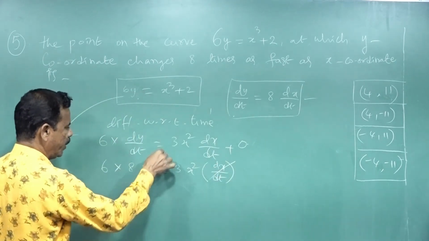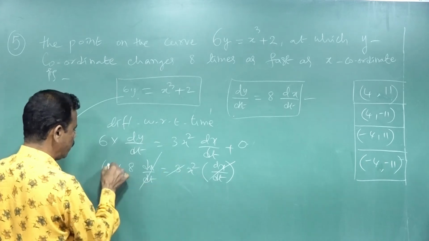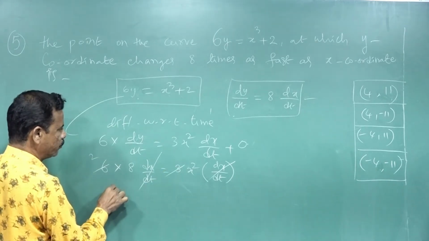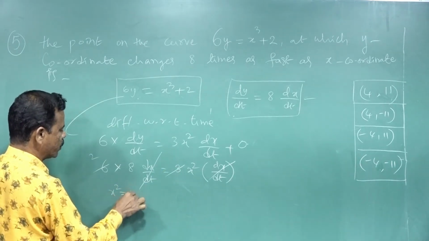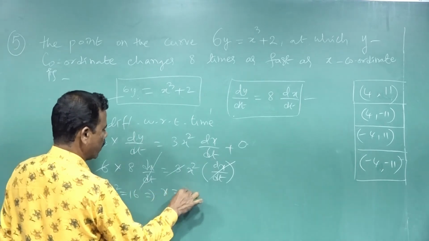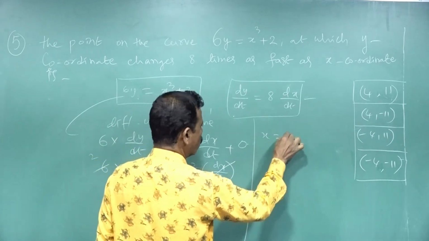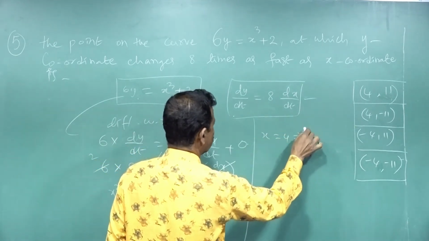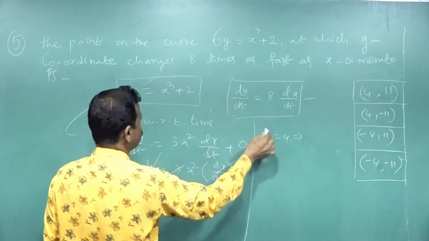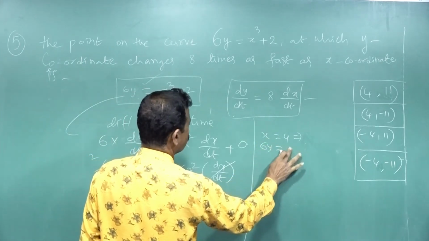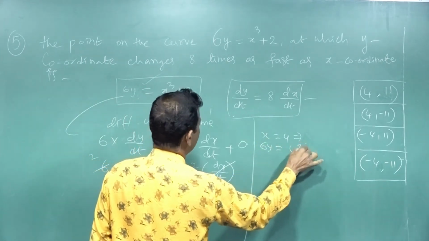This dx by dt gets cancelled. Here 3 twice 16, x square is equal to 16, then x is equal to plus or minus 4. So at x is equal to 4, then y is equal to how much? At x is equal to 4, 6y is equal to 4 cube plus 2.